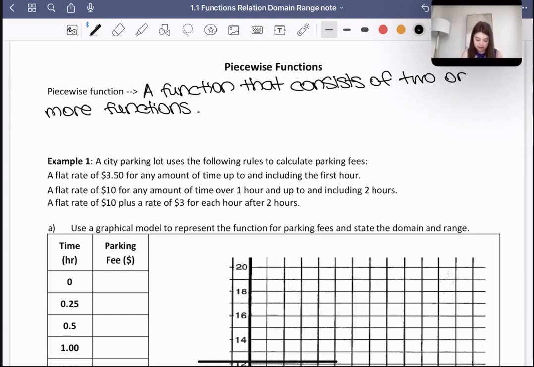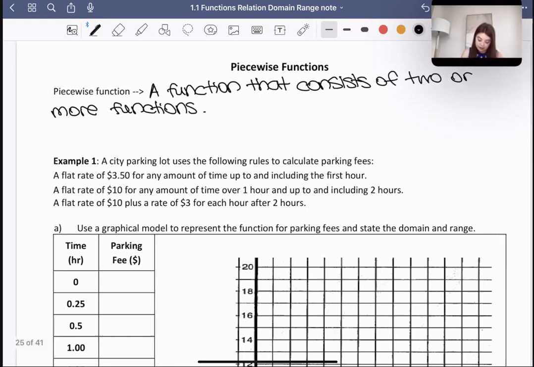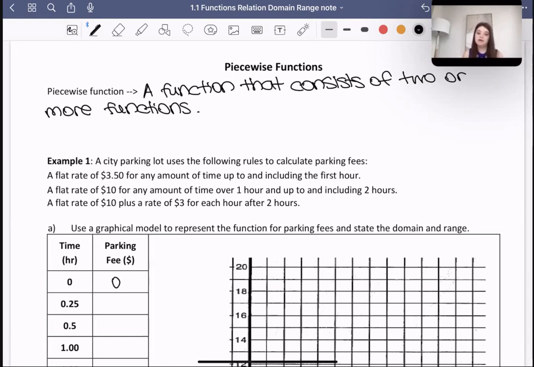Example one says a city parking lot uses the following rules to calculate parking fees. A flat rate of $3.50 for any time of up to and including the first hour. So basically, if you park for any time between 0 minutes and 1 hour, so 0 to 60 minutes, it's $3.50. If you don't park for any time at all, then of course you don't have to pay any parking fee.